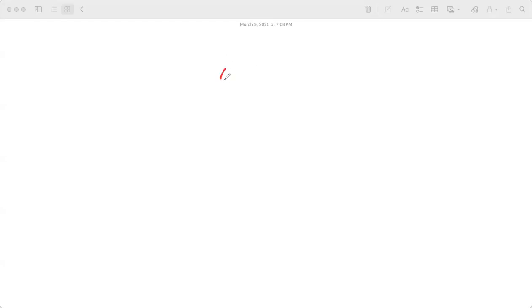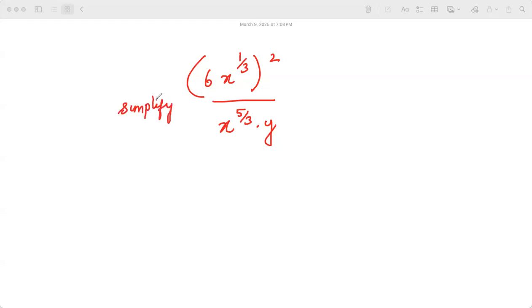How about 6 power of 1 by 3 whole power of 2 divided by x power of 5 by 3 times y? Oh, 1 minute. Let me change it a little bit. 6 times x power of 1 by 3. Does it make sense? 6 times x power of 1 by 3 whole square divided by x power of 5 by 3 times y. Can we simplify this? If you need help, you have to immediately message me.